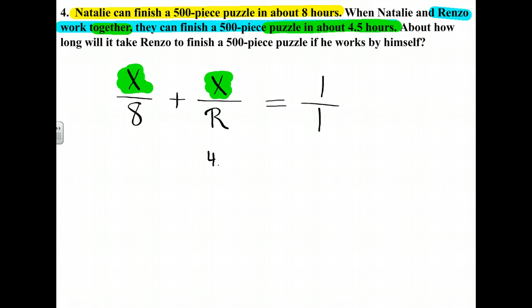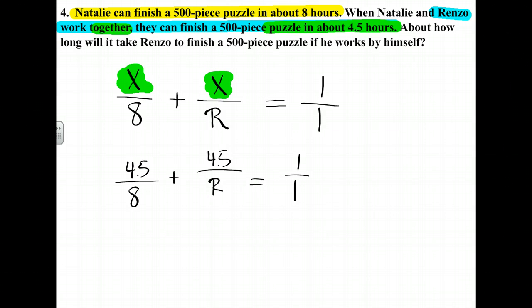So this is going to be 4.5 hours at whatever Renzo's rate is, plus 4.5 hours at Natalie's rate, which is 1/8 of a puzzle an hour. So Natalie does 4.5/8 of a puzzle. She does more of the work, right? Natalie's going to be doing more than half of the work, just a little bit more than half. She's doing 4.5/8 of the puzzle. Renzo's doing 4.5 over R of the puzzle, and we want that equal to one puzzle.